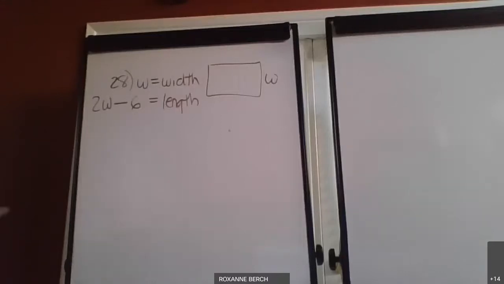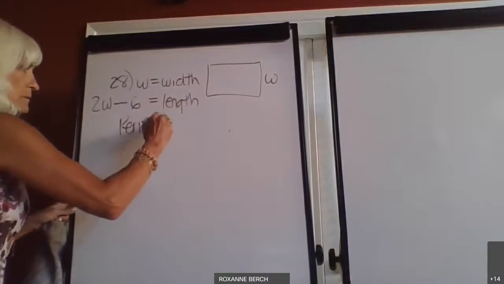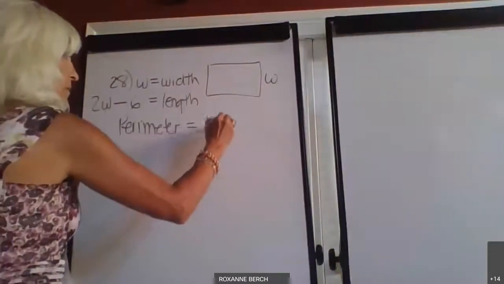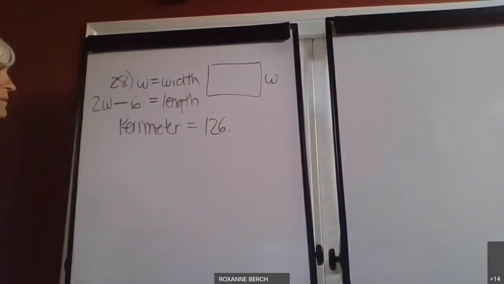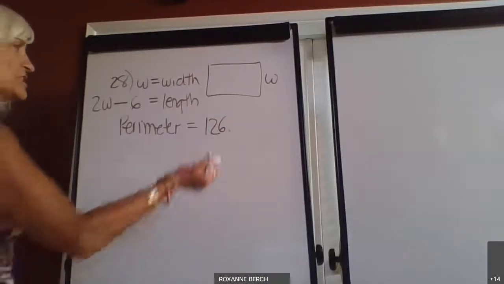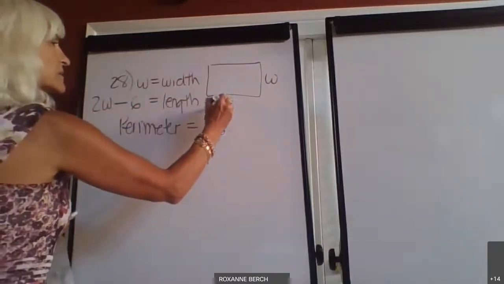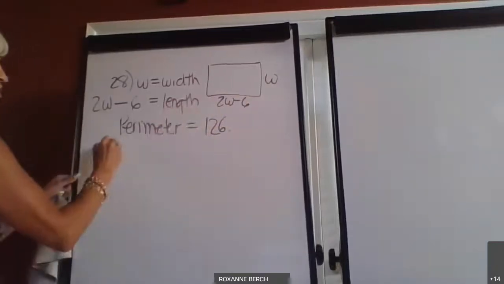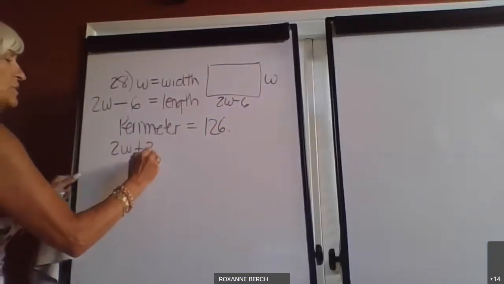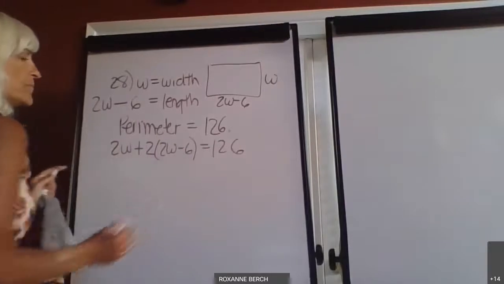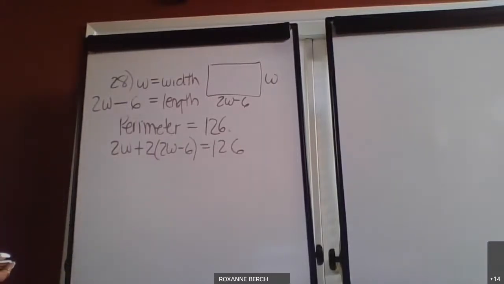Now, what does it say? It says the pool's perimeter is 126 meters. Couldn't we just say W plus 2W minus 6, 2W minus 6? Aren't there 2 W's plus 2 lengths? Or you could write it out like I did in the last problem.